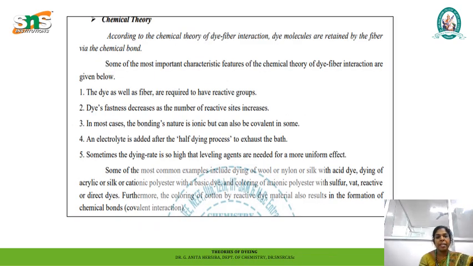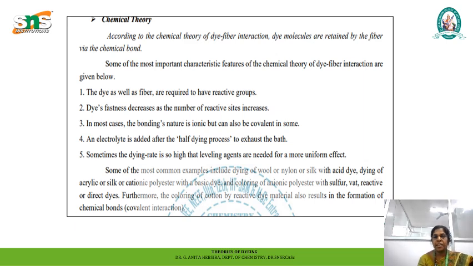Here we have the dye-fiber interaction by means of a chemical bond. Very important characteristic features of this chemical theory of dye-fiber interaction are that the dye and the fiber are required to have some reactive group. So only then can they react. Dye's fastness property decreases as the number of reactive sites increases. When the reactive sites increase, the bonding will be stronger, and the dye's fastness property will decrease. In most cases, the bonding nature is ionic but can also be covalent in some cases.